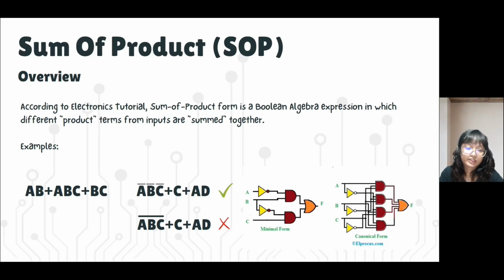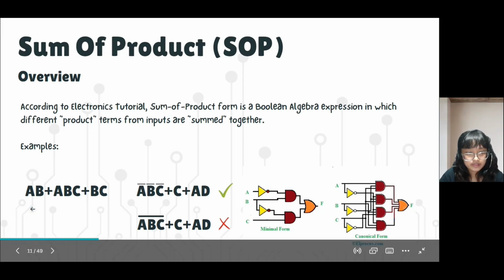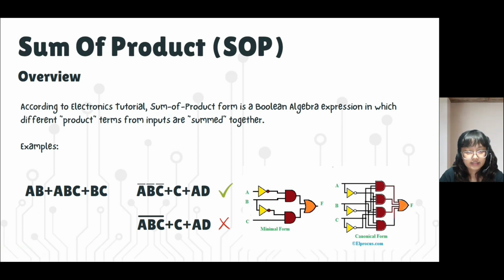So what is the sum of product, SOP? Here's an overview. According to Electronics Tutorials, sum of product form is a Boolean algebra expression in which different product terms from inputs are summed together. So basically, ang SOP ay yung pag-add ng mga products of each inputs. So kunwari, dito sa example, AB plus ABC plus BC. So pinag-a-add lang yung mga products ng AB, ng ABC at ng BC. Ito naman sa next example, pinag-add ang products ng A naught, B naught, C naught plus C plus AD.